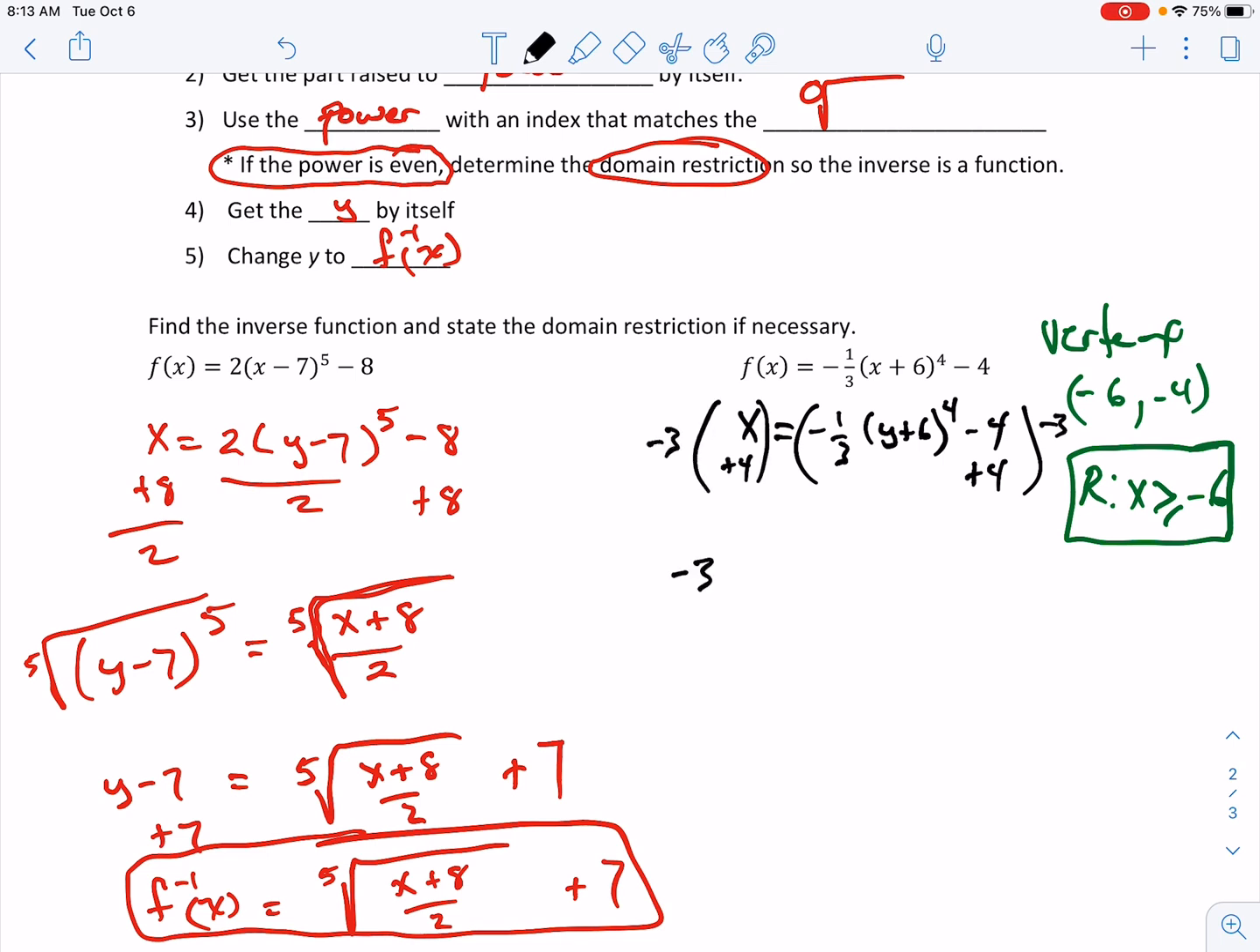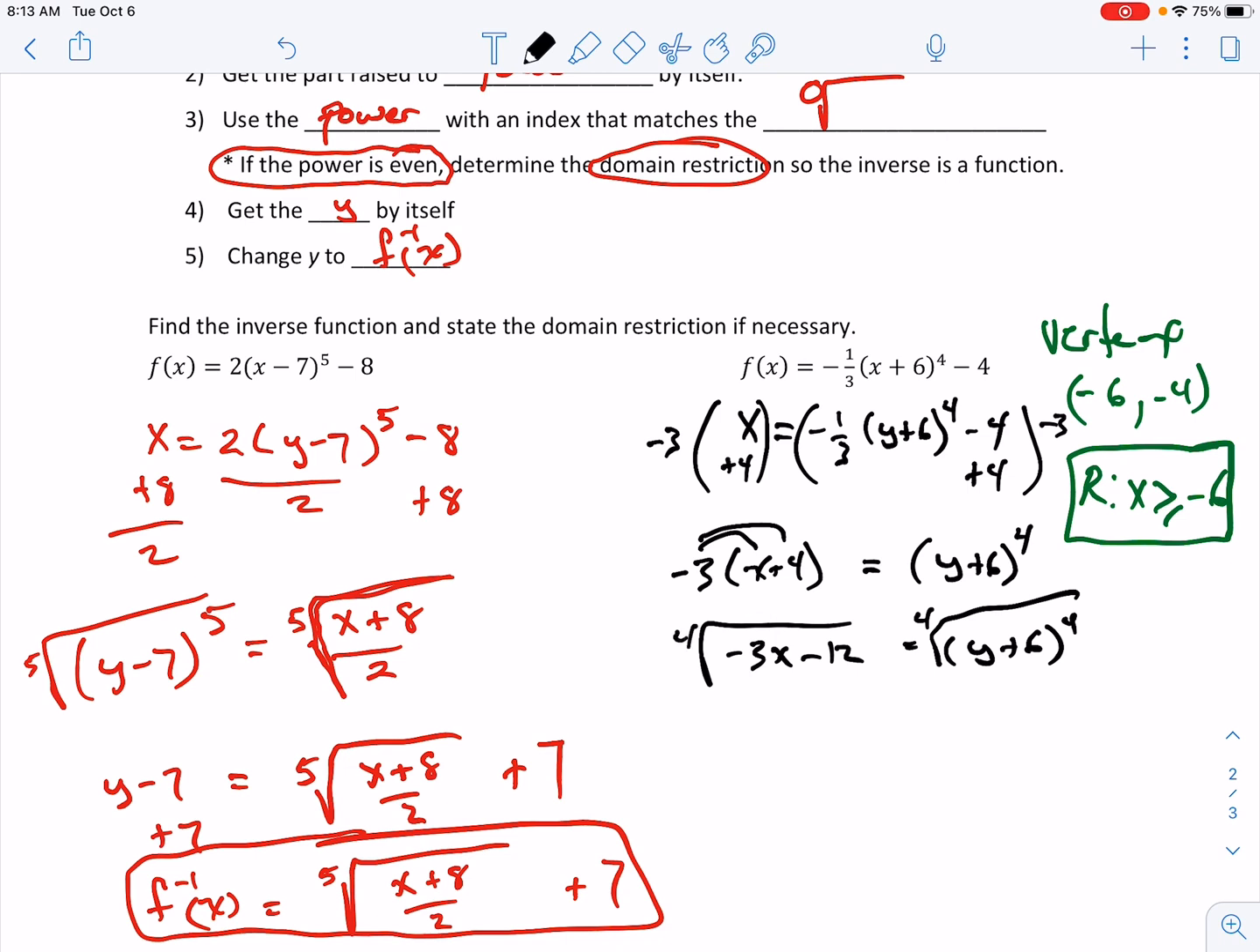So we have -3 times (x plus 4) is equal to (y plus 6) to the fourth. Might just be easier to distribute that -3. So we've got -3x minus 12 equals (y plus 6) to the fourth. All right, we're going to take the fourth root. So y plus 6 is equal to the fourth root of negative 3x minus 12. Then we take away 6, and that 6 goes after the radical.